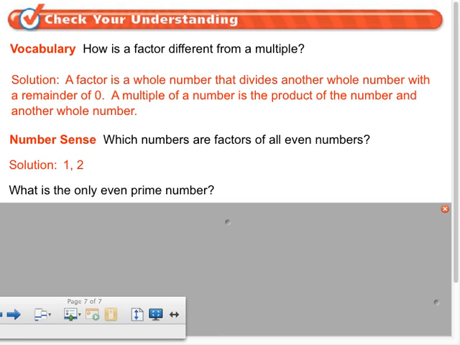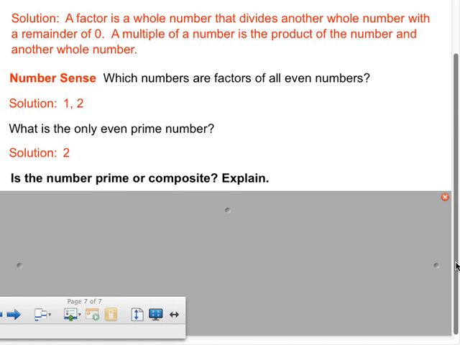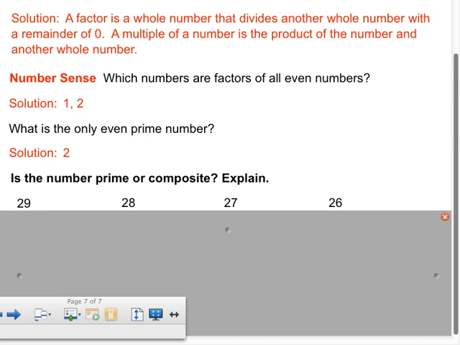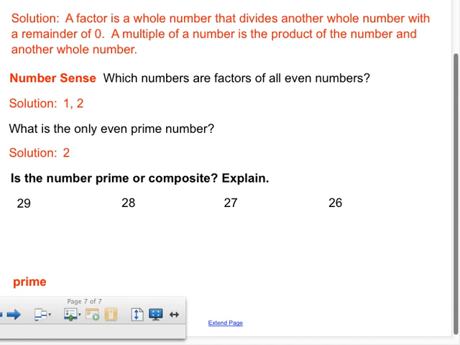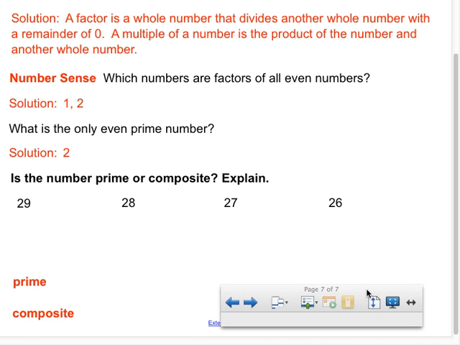Next problem. What is the only even prime number? Class, you guys know this? 2. Very good. And then last part. I need you to tell me if 29 is prime or composite. Prime? What are the factors? Are there more than 2 factors? Okay, prime. 28, prime or composite? Good. 27, prime or composite? Composite. 9, 3, 27. There's more. Prime or composite?